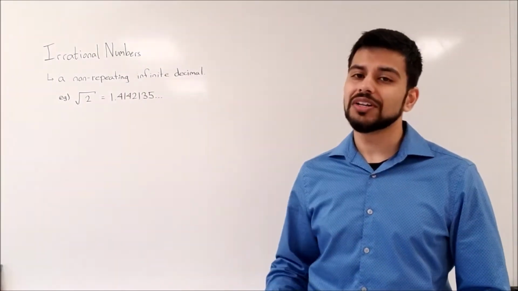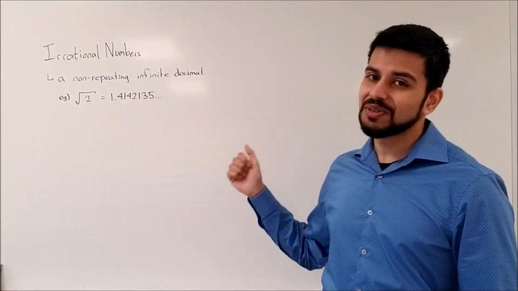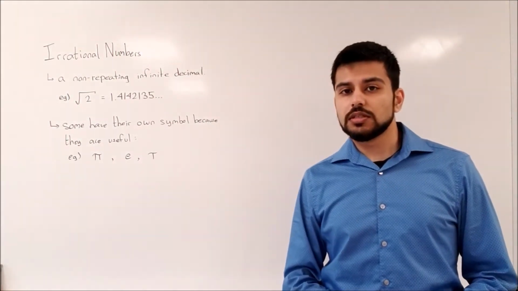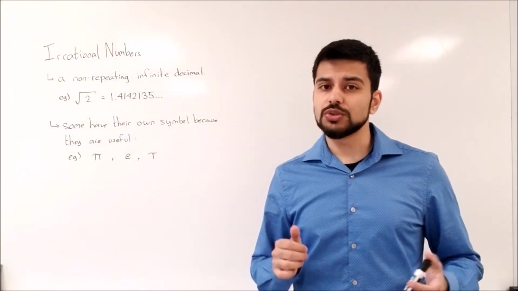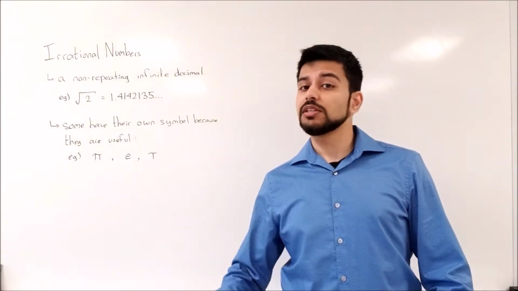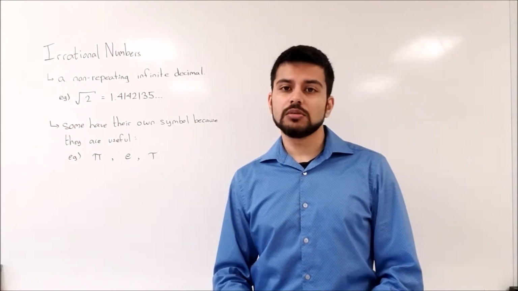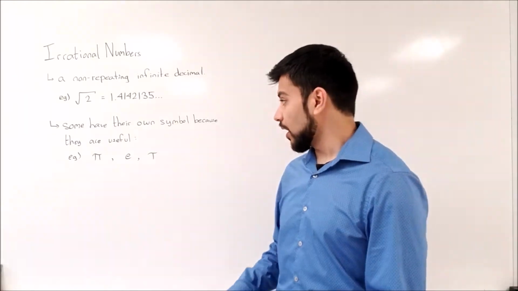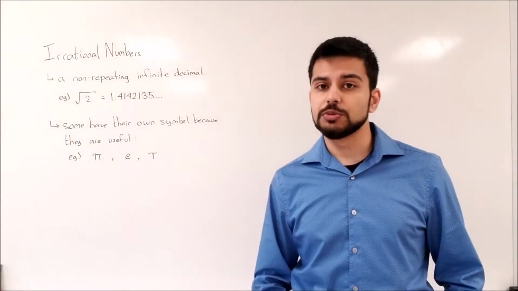It's 1.41, I can figure that part out, but then the rest of it is just a whole bunch of random numbers, and those will go on forever. As it turns out though, some irrational numbers are just so useful to us that they get their own symbol. So they're still infinitely long, but they have a symbol sometimes designated on a calculator that we can use because we use them frequently.